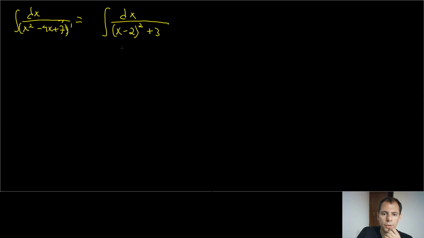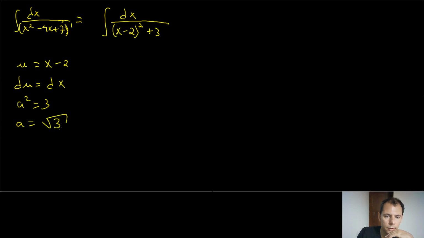Now in here you have a u, because this is u. So let's do that. U squared is going to be this thing squared, so u equals x minus 2. du equals 1 dx, so du equals dx. And a squared equals 3, which means a equals the square root of 3. You have a plus here in the denominator, and you don't have a square root, so this is going to be an arctangent.